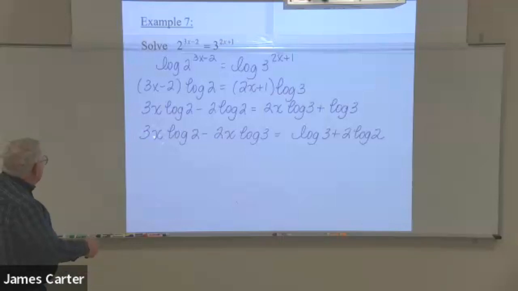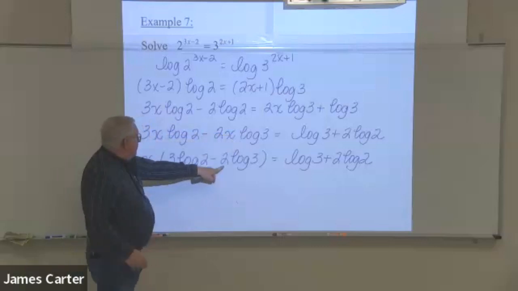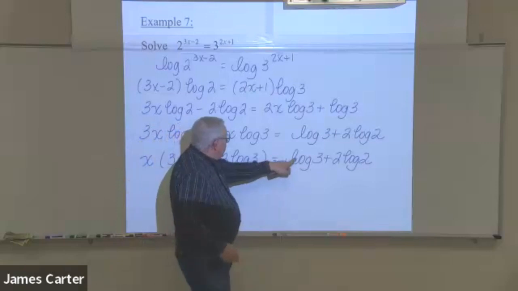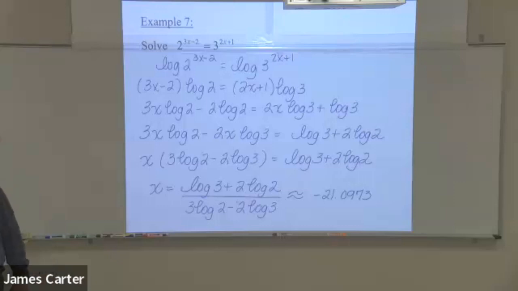Now then, I've got a 3x here and a 2x there. I can factor an x out of both of those. So I can factor the x out of this, leaving me that. And over here, I don't need to. So I want to get x by itself, so I divide both sides by all of that. Okay. And at this point, you put it in the calculator, and that's what you get. Now, does anyone need to see that? No? Okay.